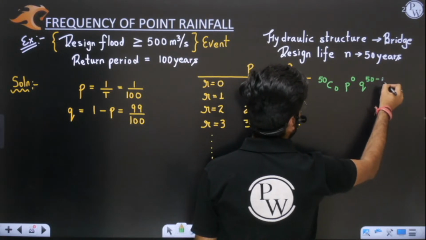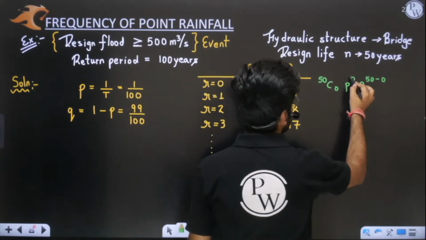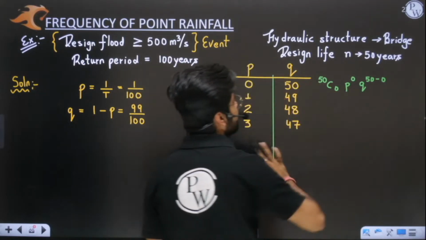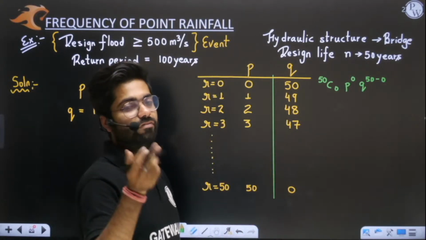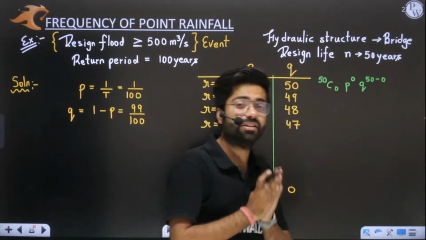Here n is 50. So it simply means that the number of occurrences is 0 and non-occurrences is 50. That's why we have raised q to the power 50 and p to the power 0. Is this thing clear? See, this is very, very important. Listen very carefully.